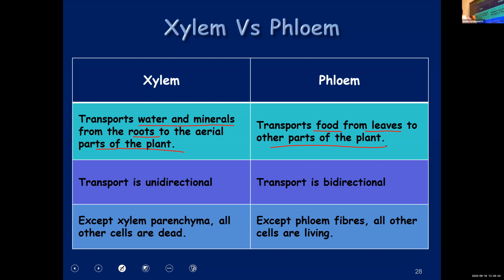Point number two: the transport is unidirectional in xylem, whereas bidirectional in phloem. Now moving on to point number three. In xylem, except xylem parenchyma, all other cells are dead. Whereas in phloem, except phloem fibers, all other cells are living. Once again, in phloem, the majority of the cells are living, and in xylem, the majority of the cells are dead.